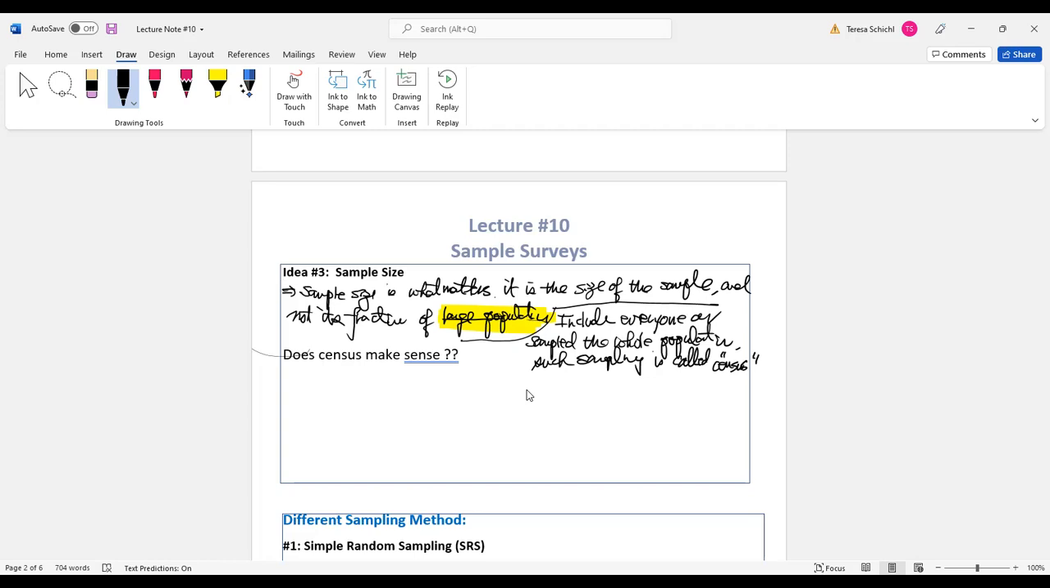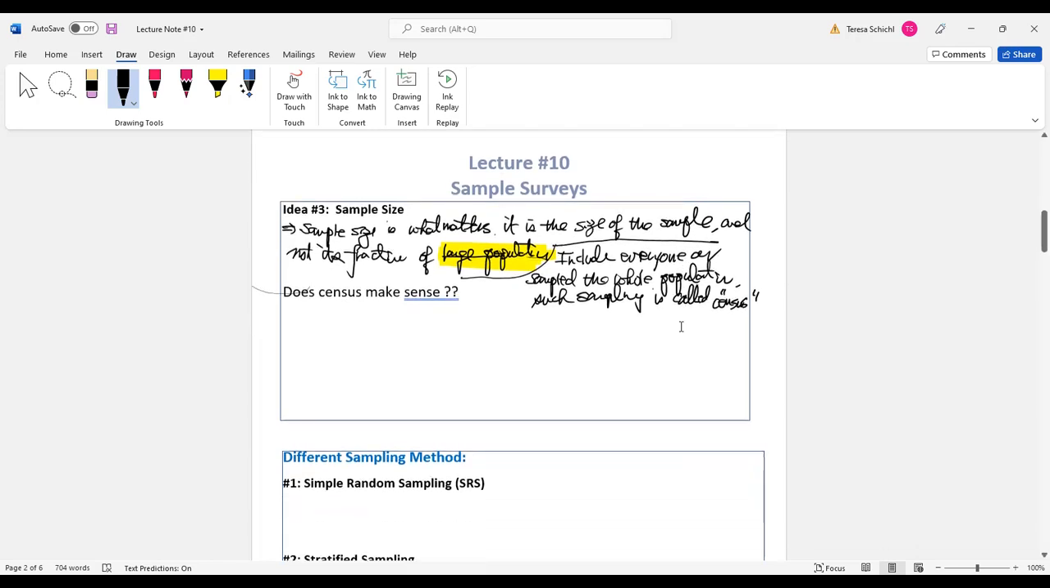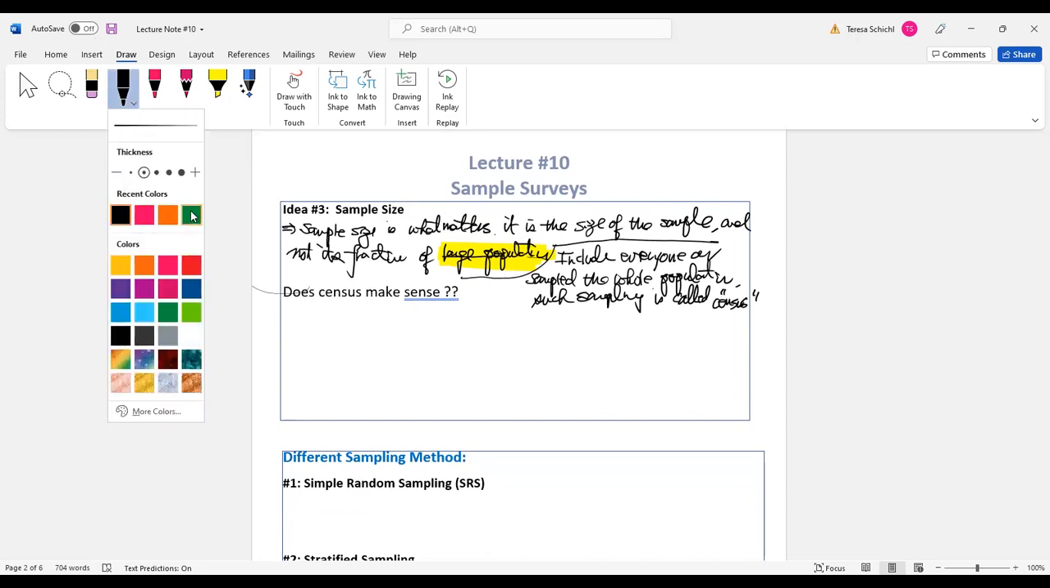If you can include everyone, that means you take a look at the whole population and cover everything. Then you don't need to worry about randomization, or randomization bias, or whether you covered the key characteristics. So what's wrong with a census? What is the drawback of a census?